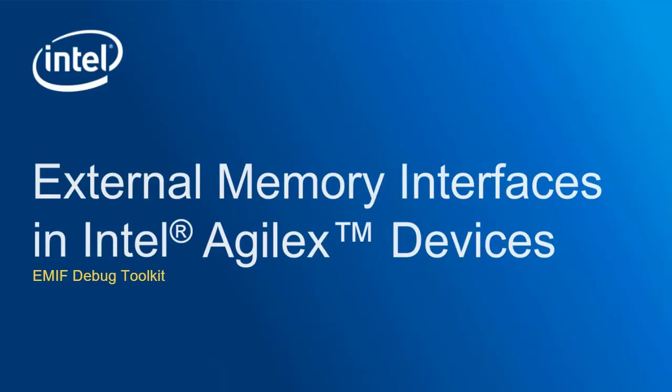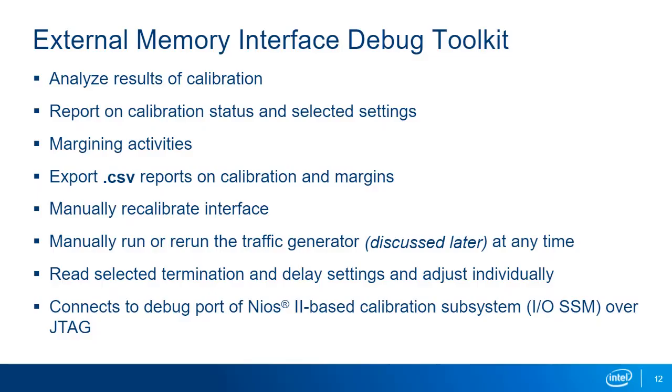Now, let's take a look at how to enable and use the EMIF Debug Toolkit. If you are not familiar with it from previous device families, the EMIF Debug Toolkit is a runtime debugging tool included with the Intel Quartus Prime software that connects to the calibration sequencer of the memory interface through a JTAG connection, making it possible to analyze the results of calibration. This can help in determining why calibration may have failed and what adjustments can be made to fix it.